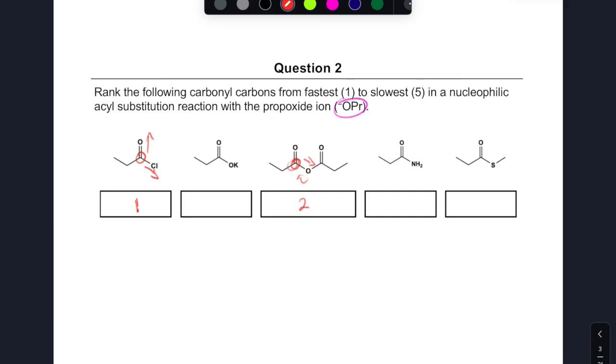Number 3, your choice is between the nitrogen and the sulfur. This really comes down to how electronegative the atom is rather than which one is a better leaving group. Either way, in this case, the sulfur is going to be number 3. It's less electronegative than the nitrogen, which gives you number 4. The lowest on the list is this O-. Remember, this is ionized. This is effectively oxygen minus. This is not electrophilic at all. We can't do substitution on these kinds of centers. So this is number 5.